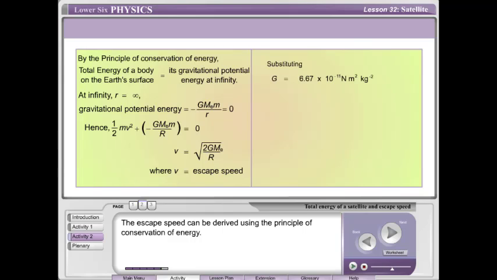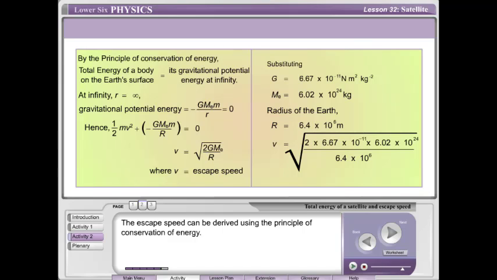Substituting G equals 6.67 times 10 to the power negative 11 newton meter squared per kilogram squared, M_E equals 6.02 times 10 to the power 24 kilograms, and radius of the Earth R equals 6.4 times 10 to the power 6 meters, we get V equals square root of 2 times 6.67 times 10 to the power negative 11 times 6.02 times 10 to the power 24 over 6.4 times 10 to the power 6, which equals 11.2 times 10 to the power 3 meter per second.